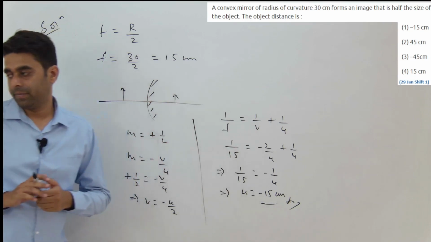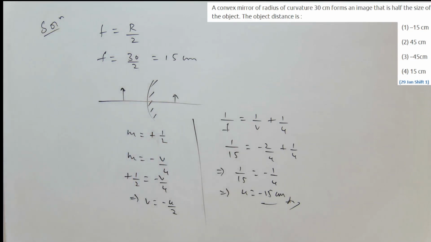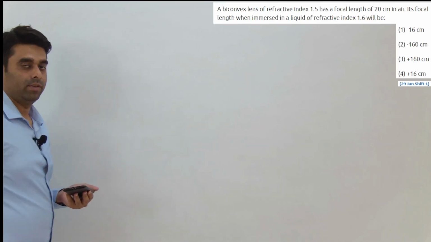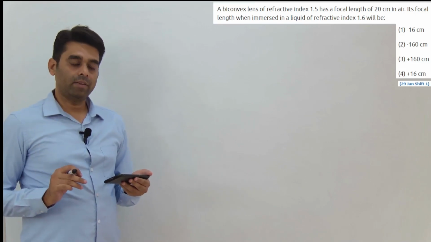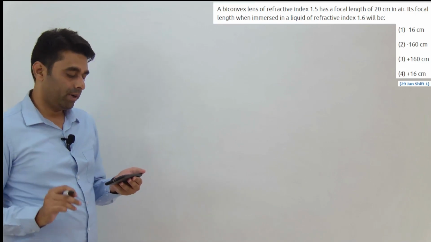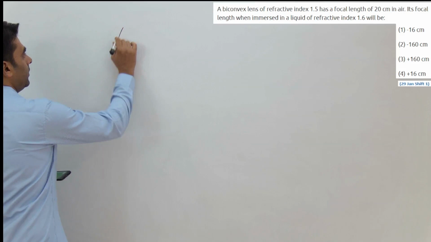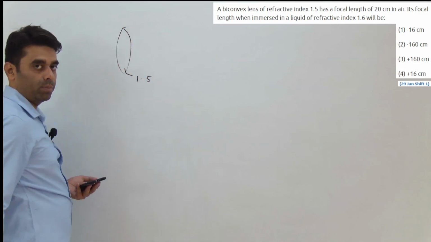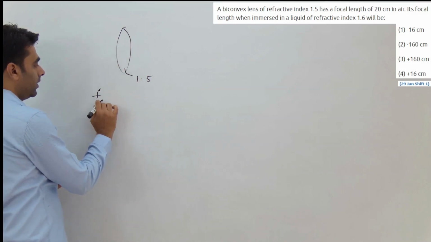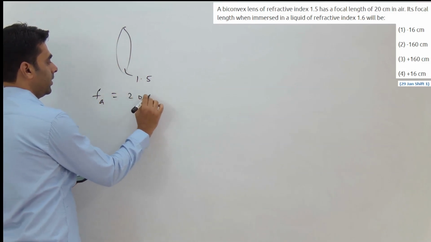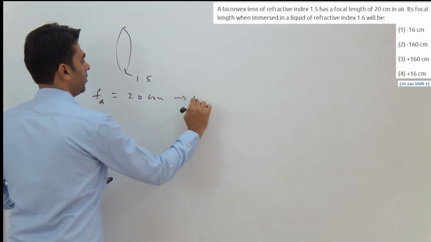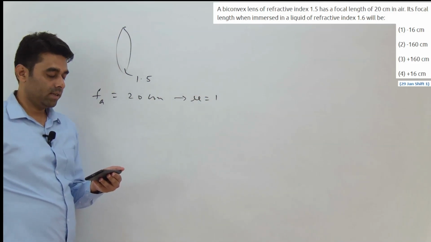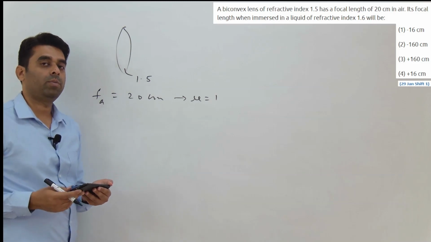Let's move ahead. Yeah. So our fourth question says a biconvex lens of refractive index 1.5 has a focal length of 20 centimeter in air. Air means it is kept in a medium with mu equals 1. Its focal length when immersed in a liquid of refractive index 1.6 will be.